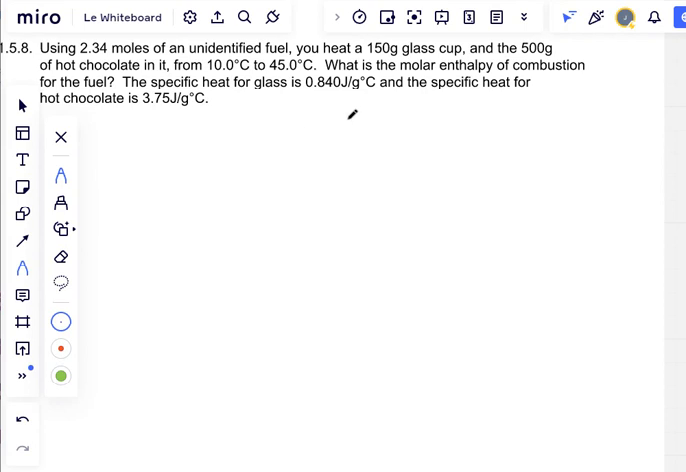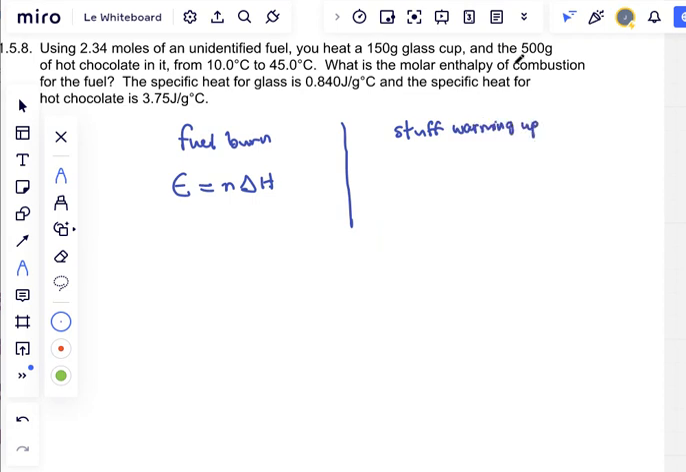So there are two things going on here. We have the fuel burn, which is a chemical reaction, so we'd use E equals n delta H to figure out how much heat comes out of it. And on the other side, we have the material warming up. There are two things warming up here, and they're each going to use energy equals mc delta T.